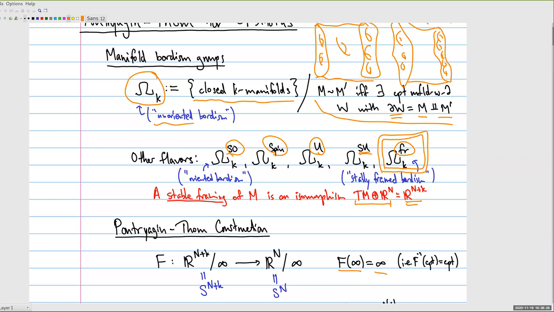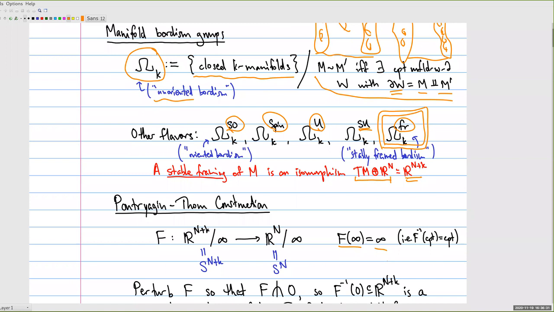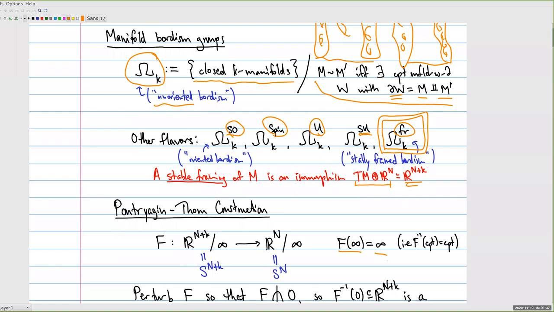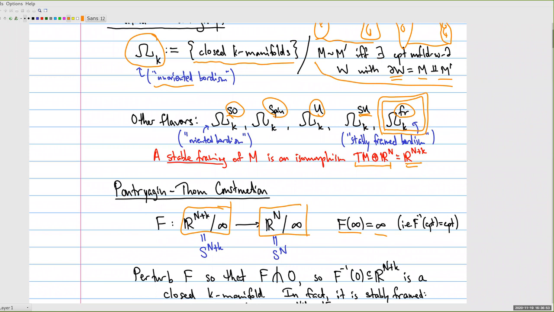We can define an invariant of such a map as follows. You perturb f to be transverse to zero, and then we look at the fiber over zero. The source is k dimensions bigger than the target, so this fiber is generically a k-manifold somewhere inside R^(n+k). It's a closed k-manifold, right? It's compact because f sends infinity to infinity, so the inverse image of this compact set zero is compact. So we get a closed k-manifold from any map f like this.